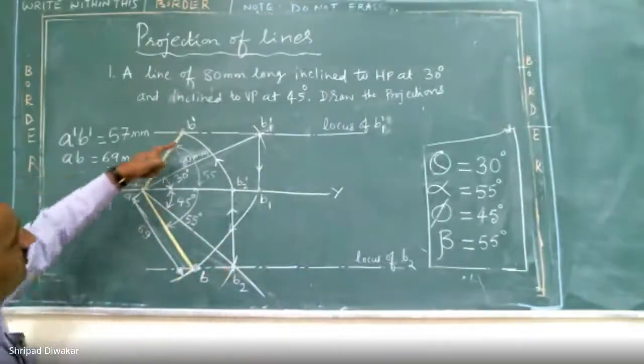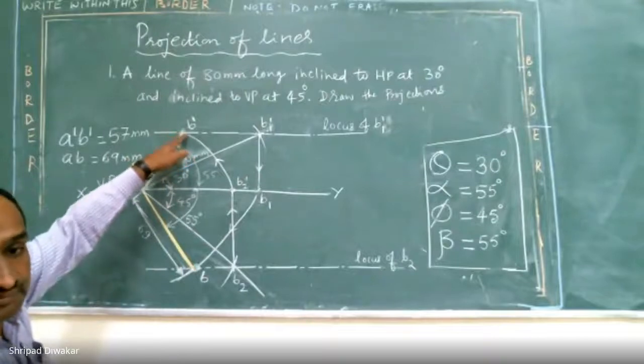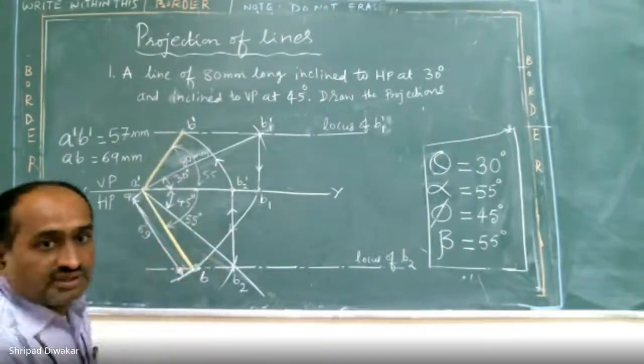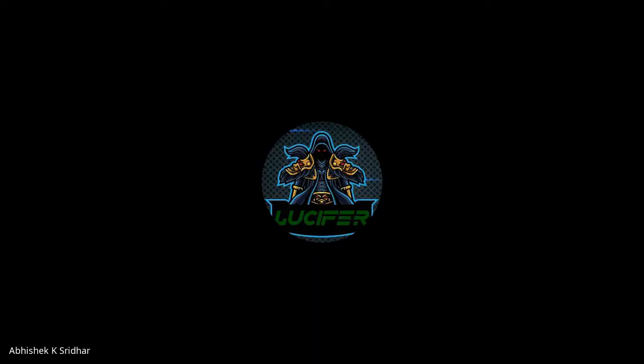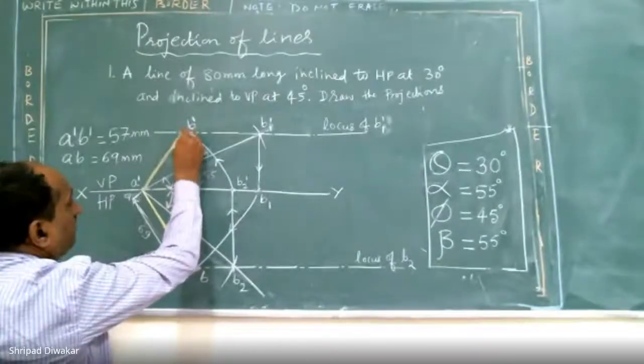Can you tell me? You should get confirmation, right? We should join A dash and A, and B and B dash. Don't forget to join B with B dash.